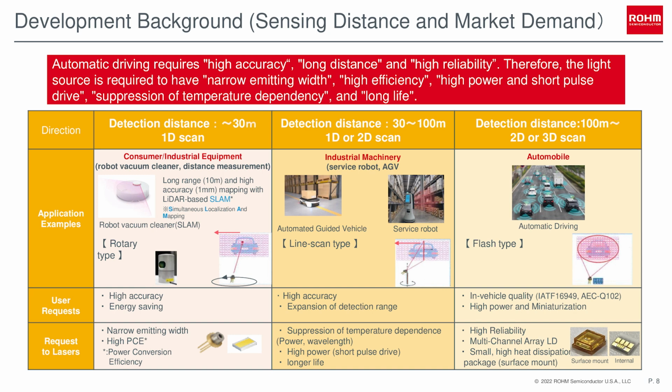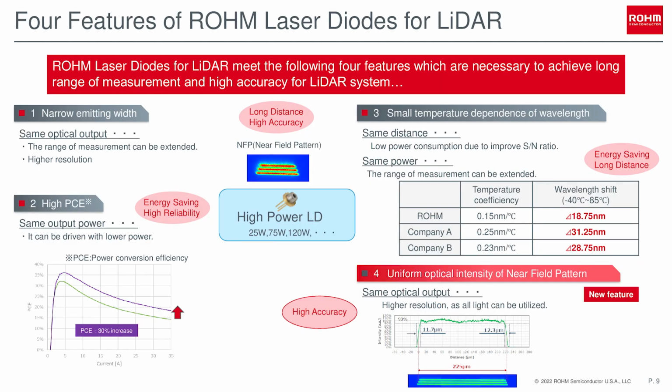In this graph, we summarize the devices required in the LiDAR market. For automotive applications, at the right there, a detection distance of 100 meters or more is required, so a compact, high-power laser is needed. ROHM's high-power laser diodes have four features when compared to the competition.